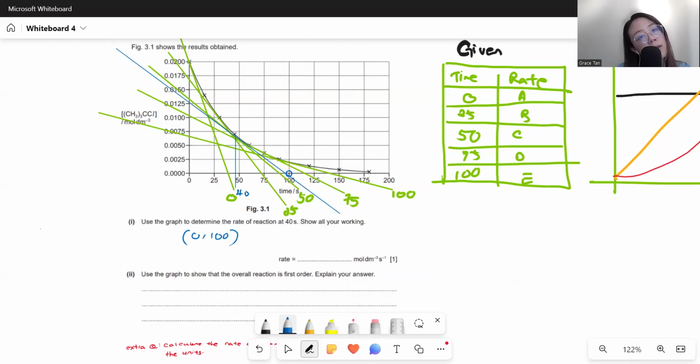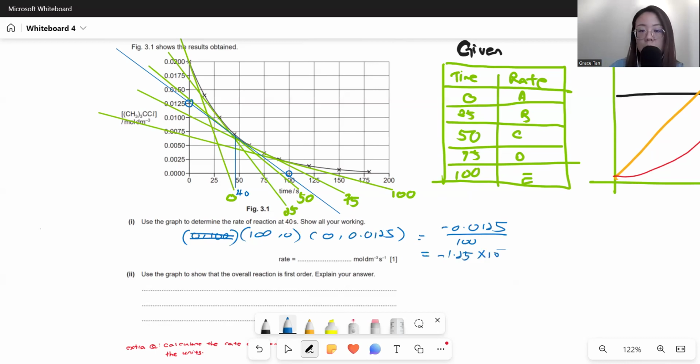I want to calculate the tangent. Let's say the second intersection is, sorry, this is 100, X and Y, and the second one is 0 and 0.0125. I just do an approximation. So at 40 seconds, you can calculate the rate, which is the change in Y: negative 0.0125 divided by 100. Therefore, the rate equals negative 1.25 times 10 to the power of negative 4. So this is the rate.